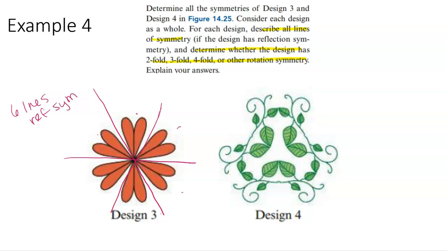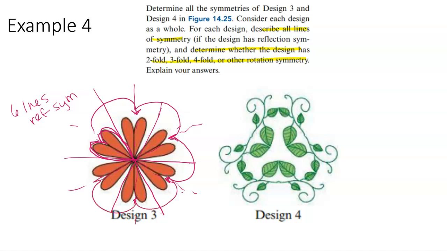And if you're not sure, draw this image on your paper and fold it those 6 ways and see that you end up getting 6 lines. I can kind of draw them here so you can see the 6 lines. Okay, so then let's talk about rotation symmetry. How are we rotating this? Well, this heart here is going to go 1, 2, 3, 4, 5, 6 back to itself. So it's got 6-fold rotation symmetry.